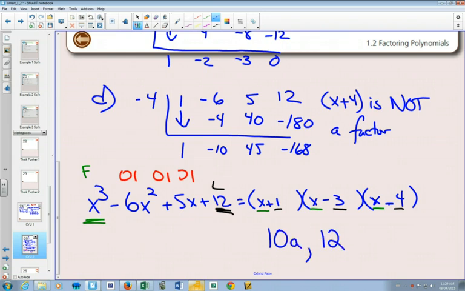So 10a and 12. And I'm actually going to give you a couple minutes right now to try 12 because it's the same idea but a little bit different, so I want you to try it.